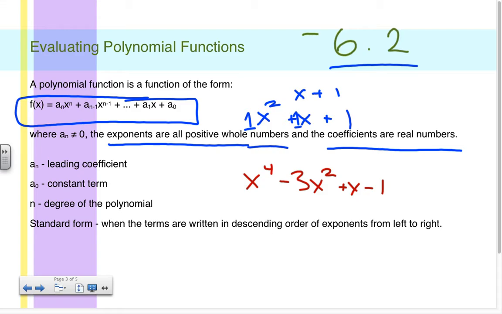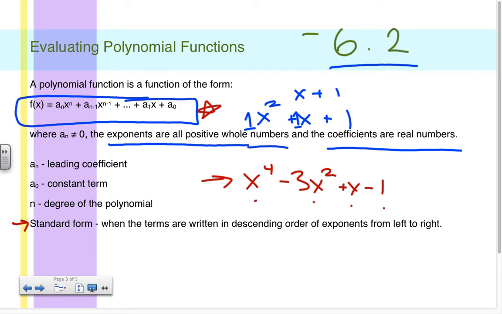Now, a little bit of the verbiage for what we have going on up here. Looking at this first off, standard form. Anytime we write a polynomial in standard form, the terms go in descending order of the exponents from left to right. So looking at this here, I go from x to the fourth to x squared to x, and then x to the 0, or no x term.